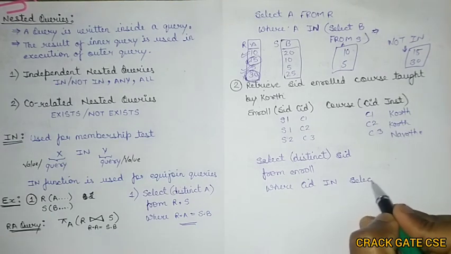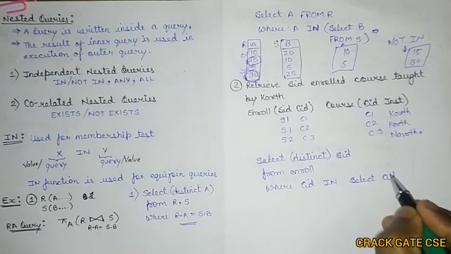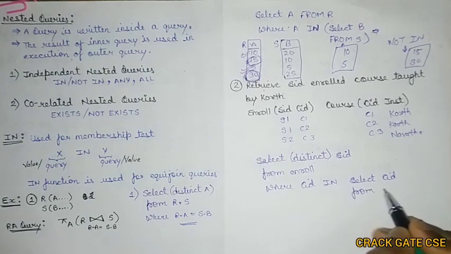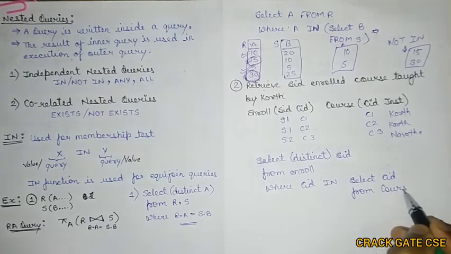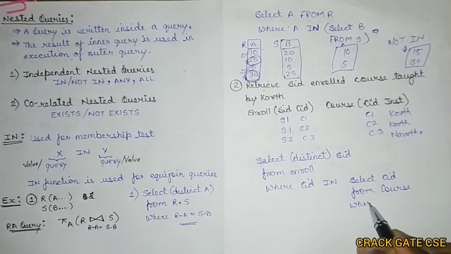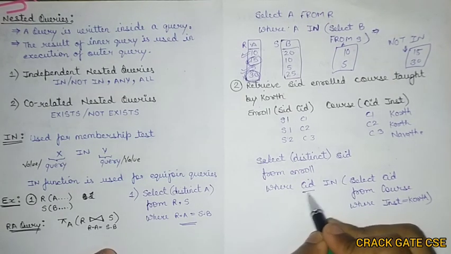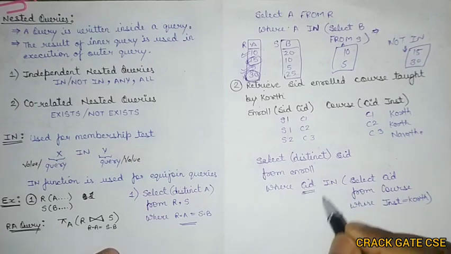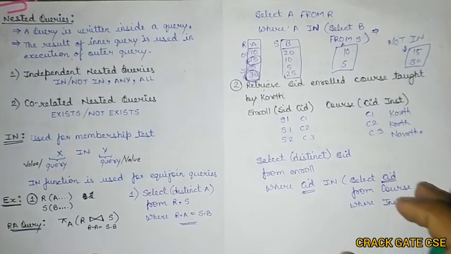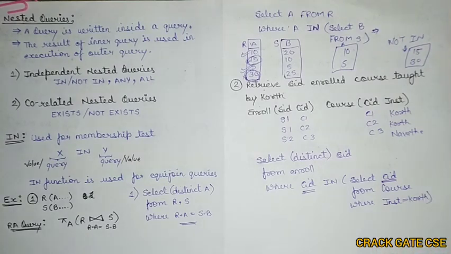See, select CID from course table where instructor is equal to Korth. First of all, the attribute which we are checking and the attribute which we are extracting or fetching from the inner query has to be the same. So you can see that CID and CID are the same, because we are comparing the same attribute. We have to compare the same attribute.